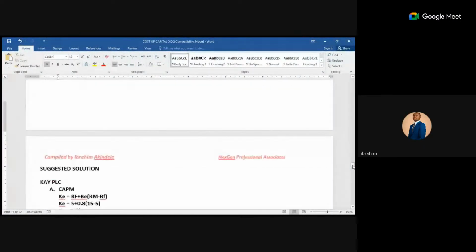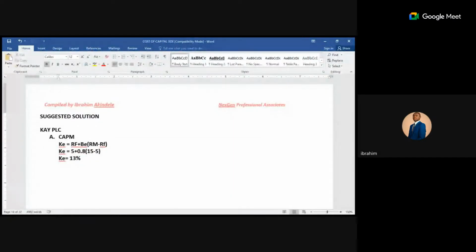Okay. When beta is greater than 1, it indicates that the company's stock is risky. Greater than 1, risky. Less than 1, riskless, right? That is it. It's the opposite. Are we good? Yes, sir. Now, this is 5 marks.